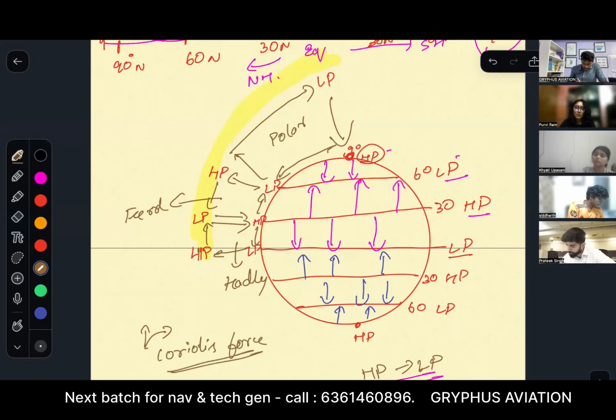Coriolis force is zero on the equator. It is maximum on the pole. Explanation I'll give in chapter number 6, wind. It is not a portion of this one.